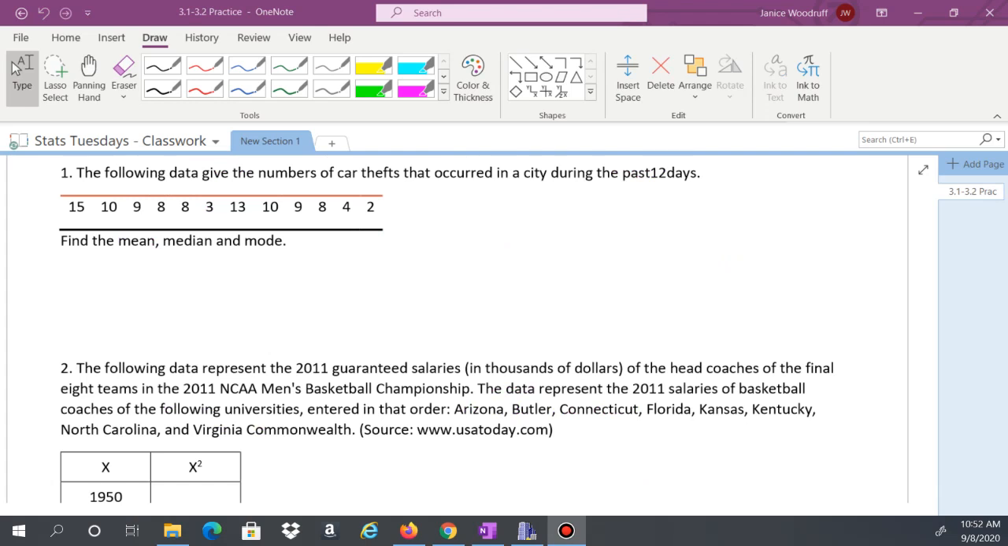So in the first problem here, we are going to find the mean, median, and mode number of car thefts that occurred in a city during the past 12 days. Okay, so we'll start with the mean. The formula will act the same, but we should still identify, is this a sample or is this a population?